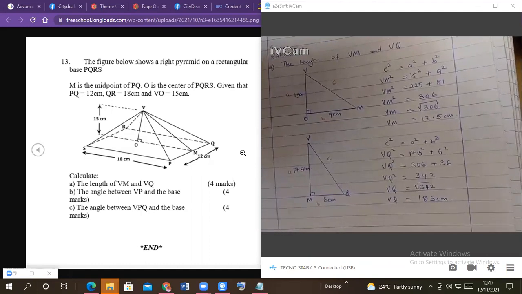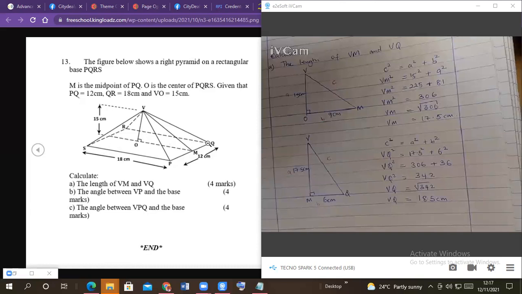So you can see that VQ is here and you can get the value of VQ. You can also do it in another way. What if VM was not known? What if the height was not known? You can get VQ, but that one requires you to first get the diagonal SQ. If you want to use the height here, you can get the diagonal SQ.